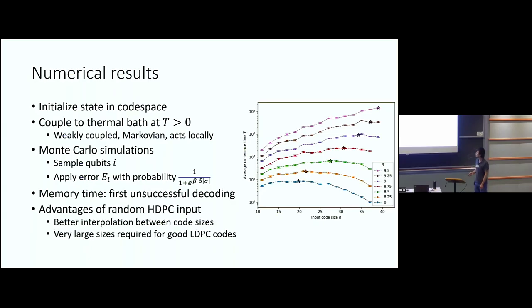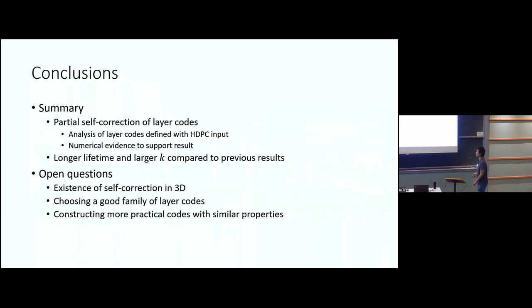Now let me mention, this is also one advantage of using these random HDPC codes as input, because for a lot of these codes, especially when you get to size 40 or so, you end up with something like 100,000 qubits. So we need good interpolation between the different code sizes. It's really important for us to be able to have input codes of arbitrary sizes. And also, if we were to use good LDPC codes as input, we don't really know what sizes we would have to go to have some members of that family.